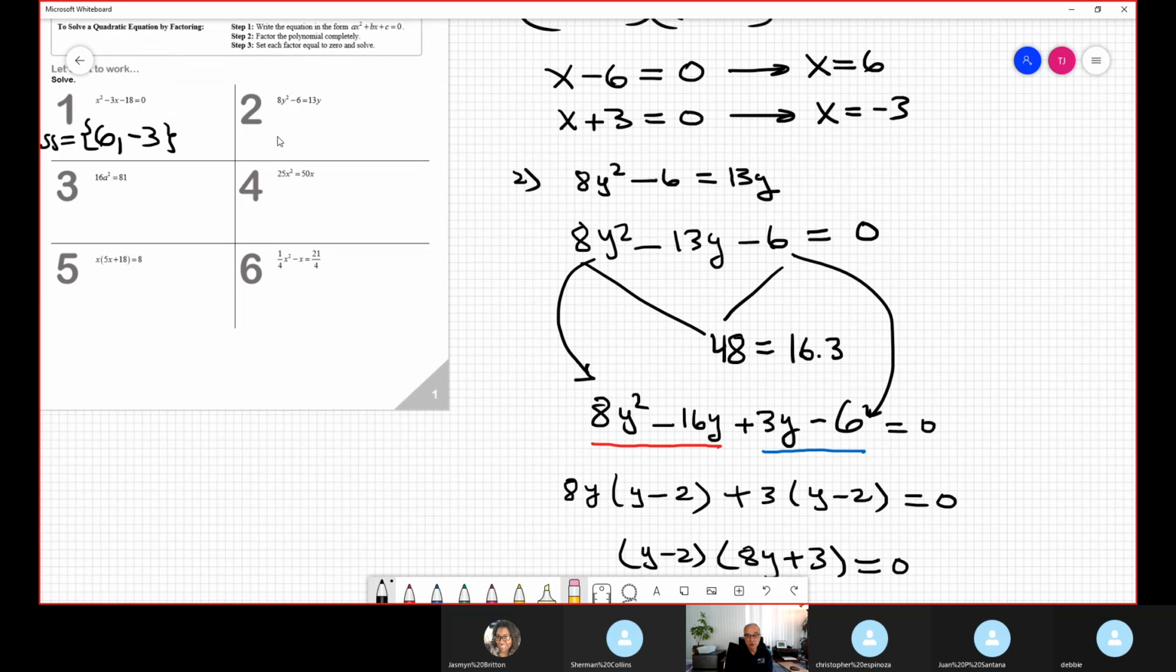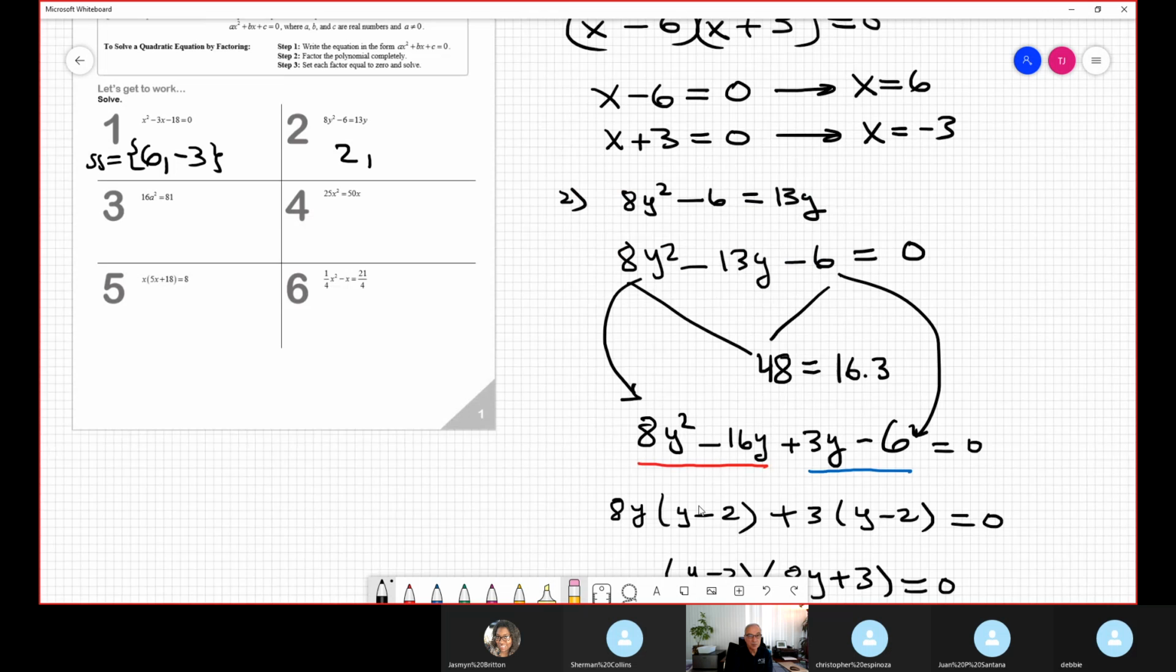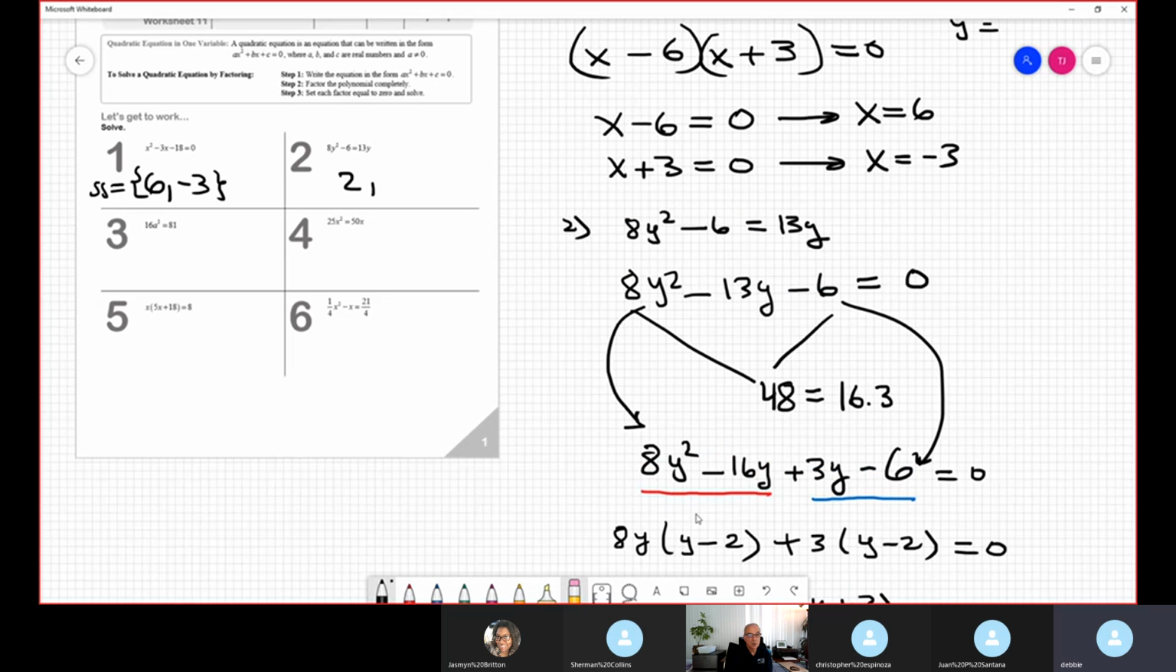Now the solution is 2, comma, negative 3 over 8. One solution is a fraction. Something like that.